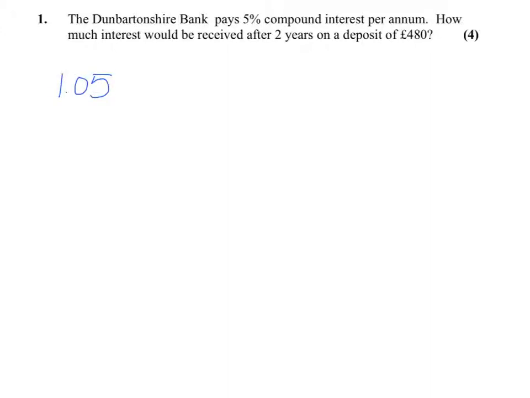1.05 because we're going to have our original amount, which is the 1, and we're increasing it by 5%. It's over 2 years, so it's going to be squared, and we're going to multiply by our original amount, which is 480, which gives us £529.20.